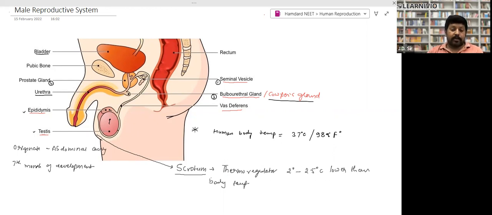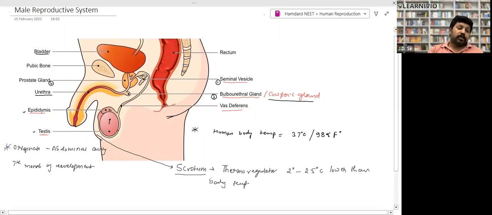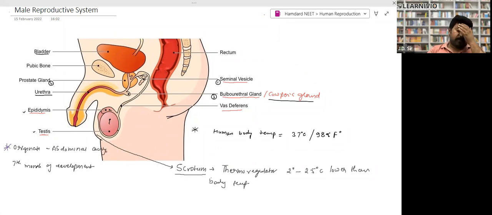2 to 2.5 degrees centigrade lower than the body temperature, right? It means 2 to 2.5 degrees centigrade less than our body temperature. Testes originate inside the abdominal cavity, that you need to remember. At the 7th month of development, these testes come out of the body, right? Sometimes they do not come out of the body. If they do not come out of the body, it causes sterility, right?